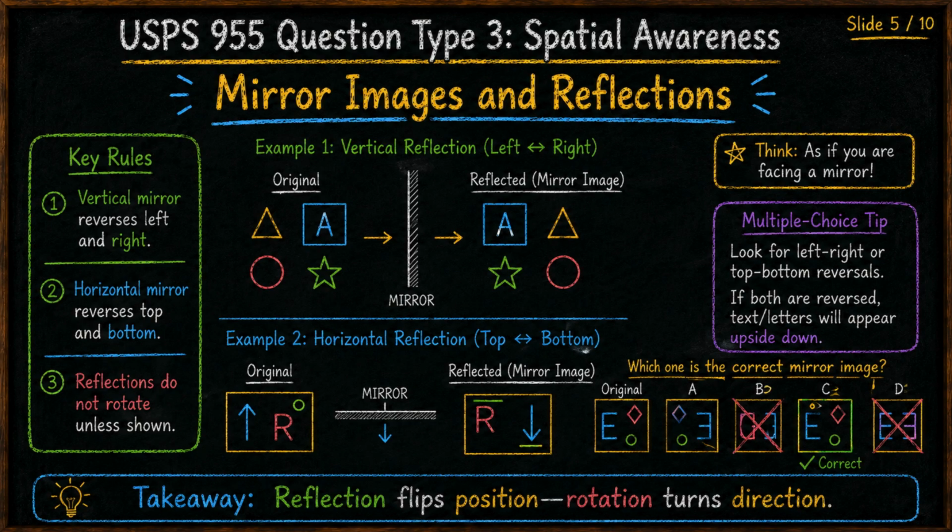If both left, right, and top, bottom are reversed when only one should be reversed, the answer is probably wrong. The takeaway is simple: reflection flips position. Rotation turns direction. Do not confuse the two.